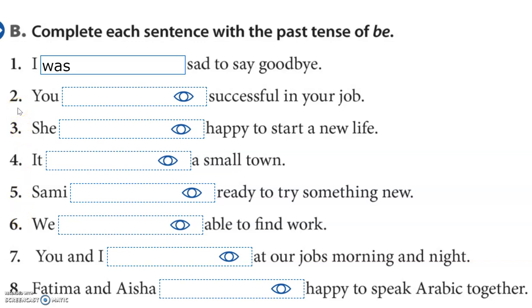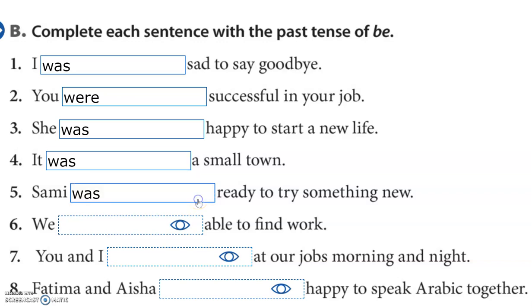Now, number 2. You were successful in your job. She was happy to start a new life. It was a small town. Sammy was ready to try something new. We were able to find work. You and I were at our jobs morning and night. Fatima and Aisha were happy to speak Arabic together.